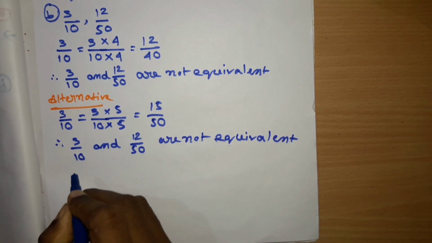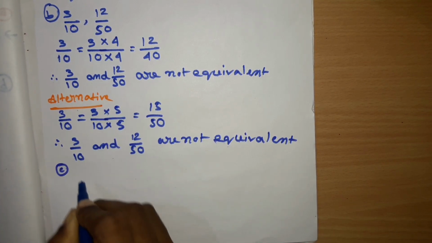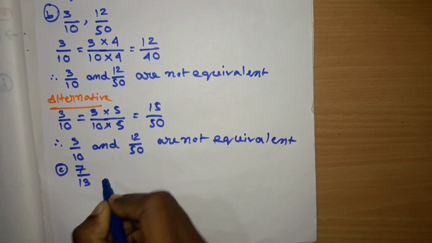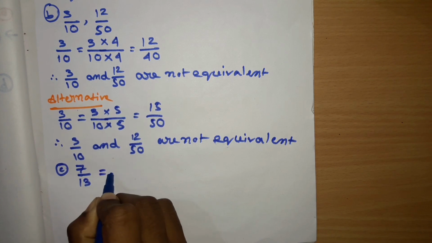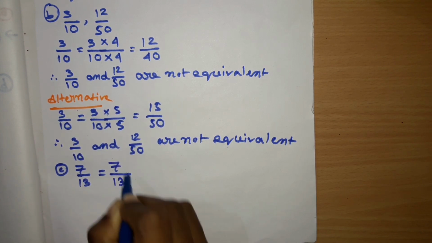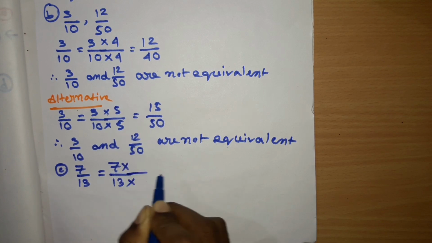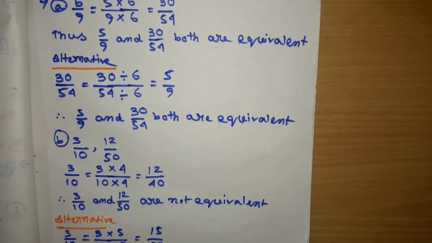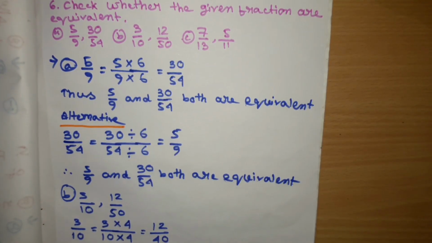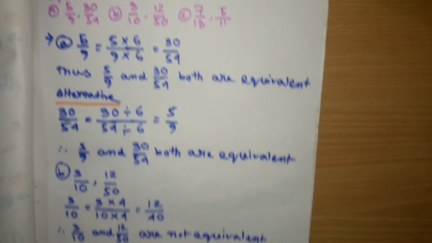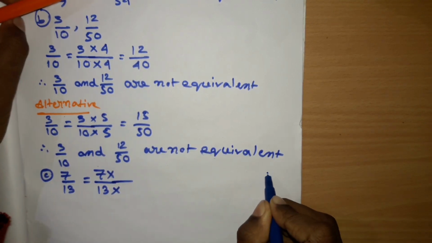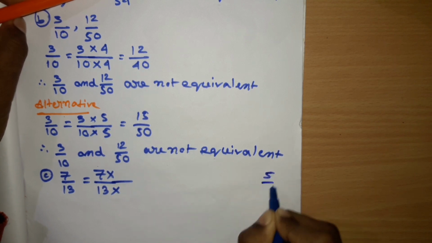Now coming to number C, 7 by 13. Another fraction is 5 by 11. So 7 by 13, another fraction is 5 by 11.